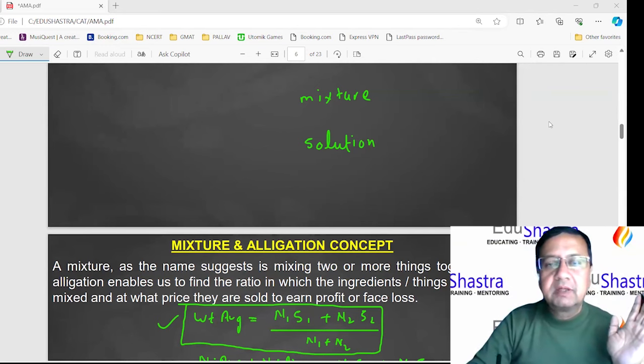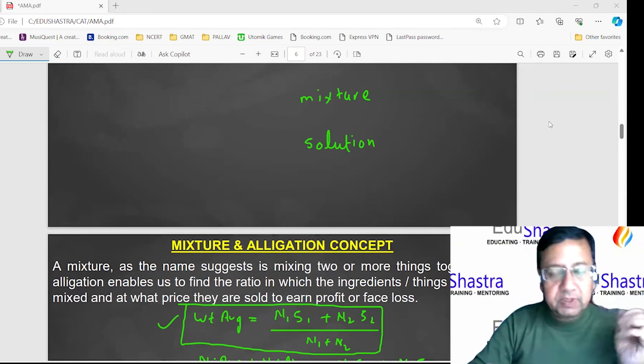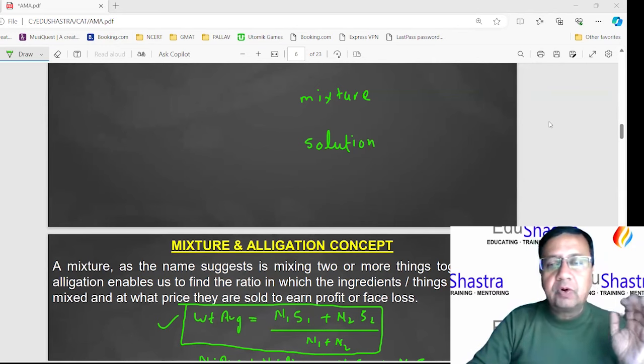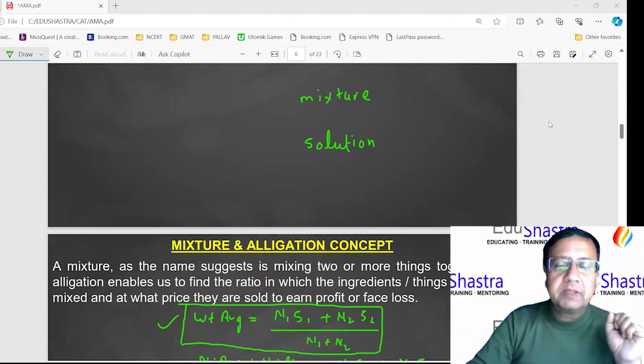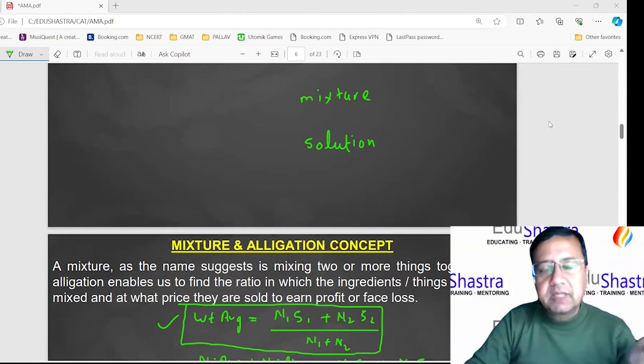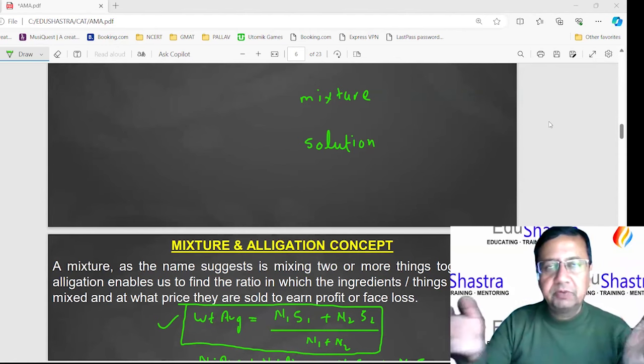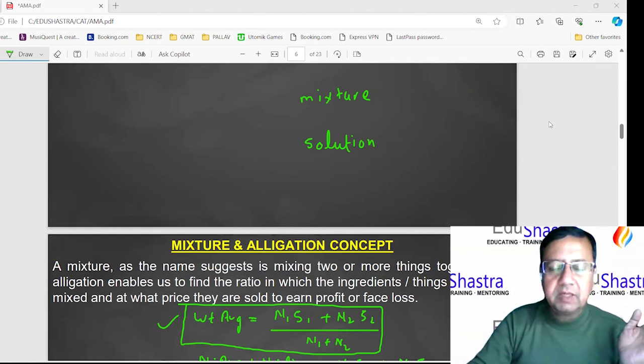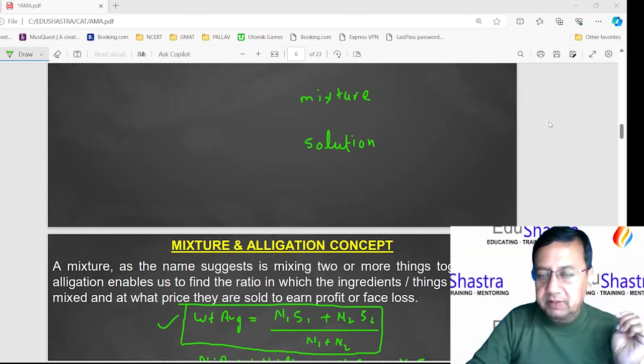For example, rice and wheat, you can separate them, right? Water and petrol, you can separate it, right? So in a mixture, even after mixing, you will be able to separate the different components. In a solution, you will not be able to separate the different components after the mixing, right? And the big example is water and milk, right?